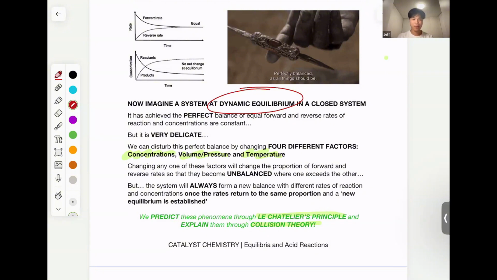So you should never ever mention rate of reaction in any LCP response because you mention that in collision theory. Your collision theory responses are all based in rate. Your LCP responses are all based, as Sophie said, in resistance and how you're counteracting a change. They are entirely independent, so please don't mix them together.